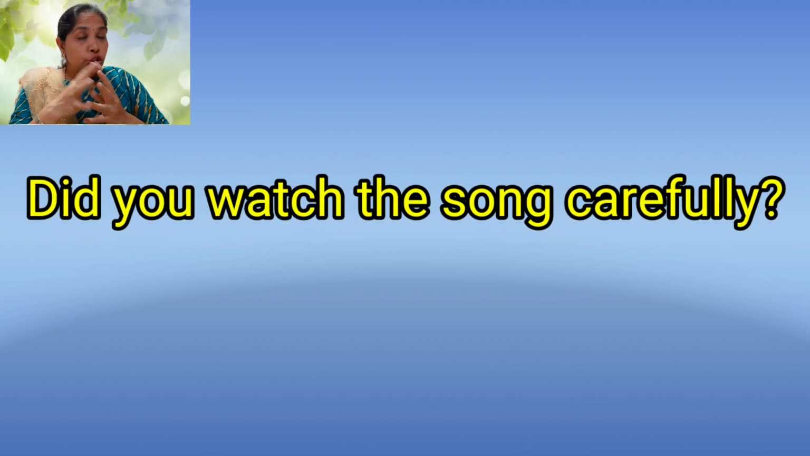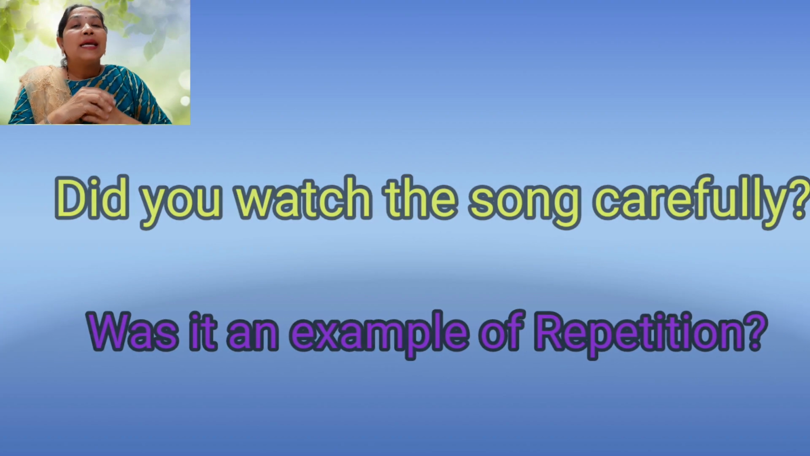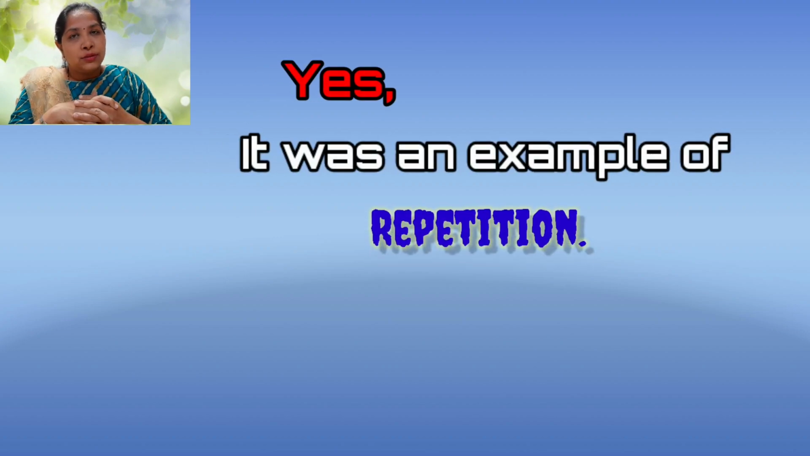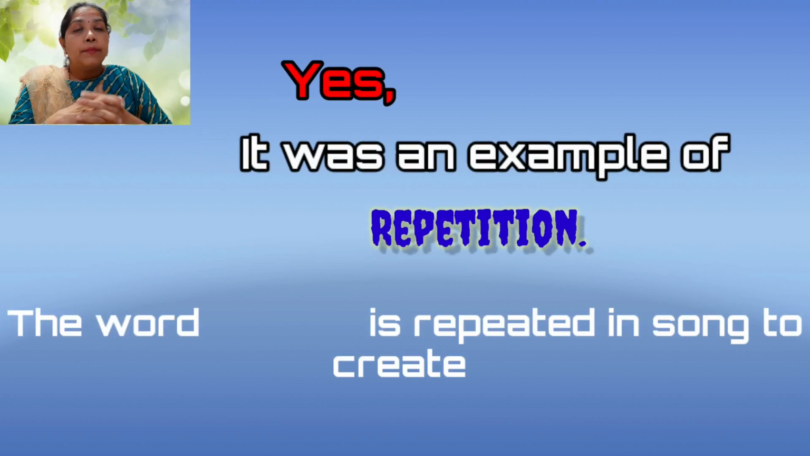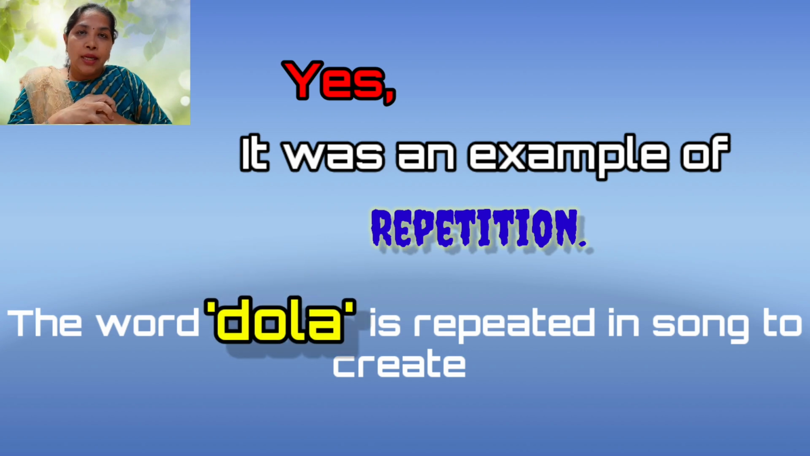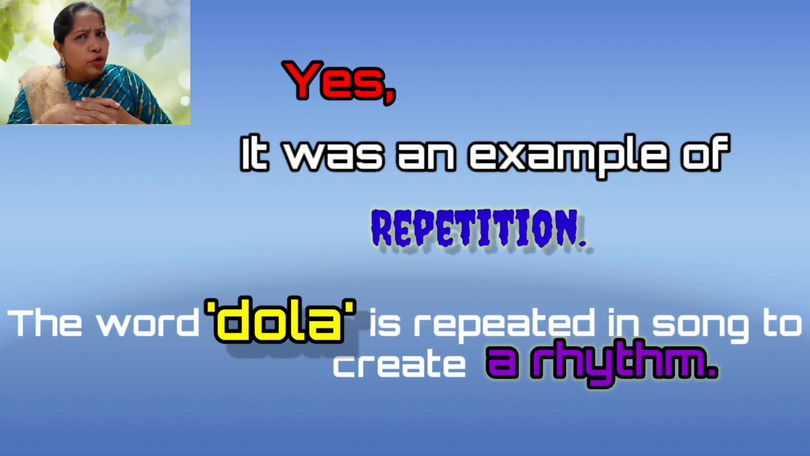Children, did you watch the song carefully? Did you listen to the wordings properly? Was it an example of repetition? Yes, it was an example of repetition. But how? Because the word dola is repeated in the song to create a rhythm. Now you understand how repetition is used in songs or sentences?